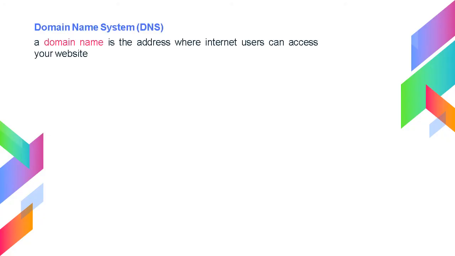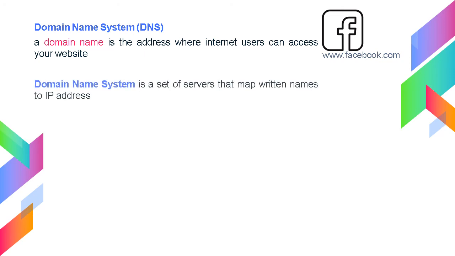The domain name is the address where internet users can access the website. An example of a domain name is www.facebook.com. The Domain Name System (DNS) is a set of servers that map written names to IP addresses. Examples of extensions are .com, .org, .gov, and country extensions like .ph, .uk.